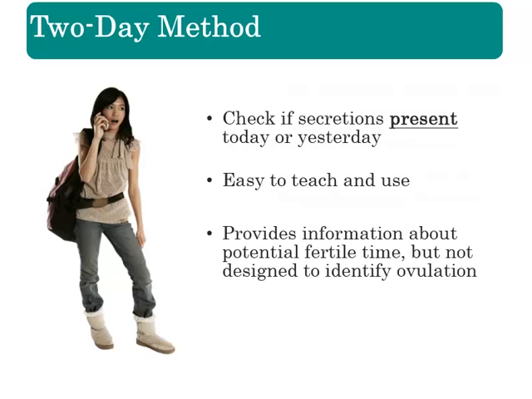The 2-day method is not designed to potentially identify ovulation, so it is less informative than the Creighton or Billings methods. But it can still be used to identify days of potential fertility and help couples avoid pregnancy.